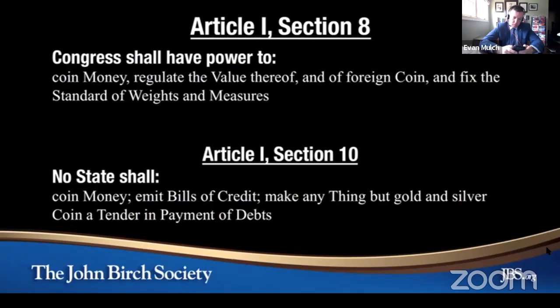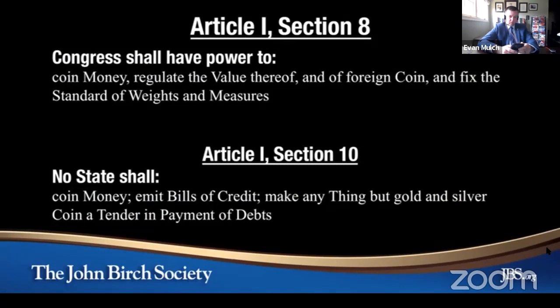No state shall coin money, emit bills of credit, make anything but gold and silver coin a tender in payment of debts. First one first. No state shall coin money. Congress shall have power to coin money. I think that's pretty clear, isn't it? Who can coin money? Well, Congress. No state can coin money, only Congress can coin money. Very clear. Not a lot of confusion there.